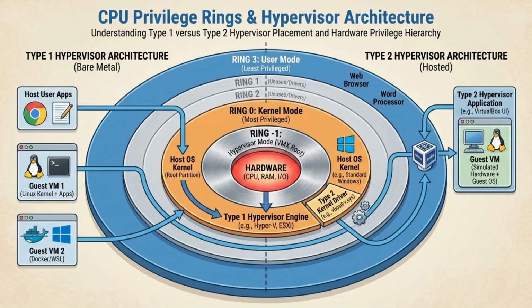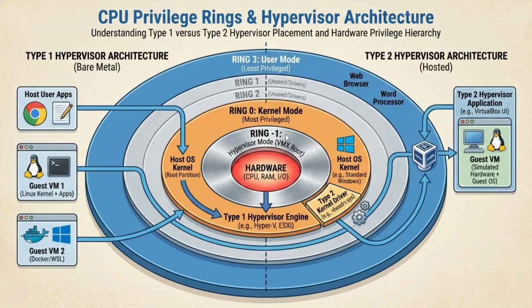CPU privilege rings is a concept by which every component of a computer system interacts with the hardware. The closer the ring is to the hardware, the better access it has to the resources. At the very center, we have the ring -1. This is where the root of Type 1 hypervisor lives. It is in direct contact with the hardware.